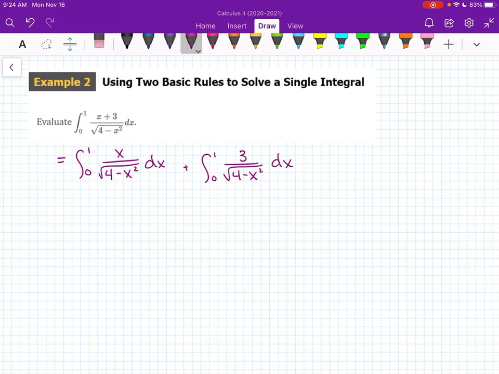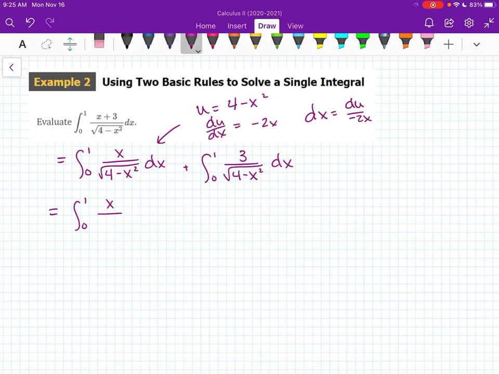And how that's going to help us is on the first integral, I can do some u substitution. For this one, I'm going to let u equal 4 minus x squared. Then du dx is going to equal negative 2x, and dx is going to equal du over negative 2x. So when I go through and do this, I get the integral from 0 to 1 of x over the square root of u times du over negative 2x. And my x's here will cancel, which is fantastic.